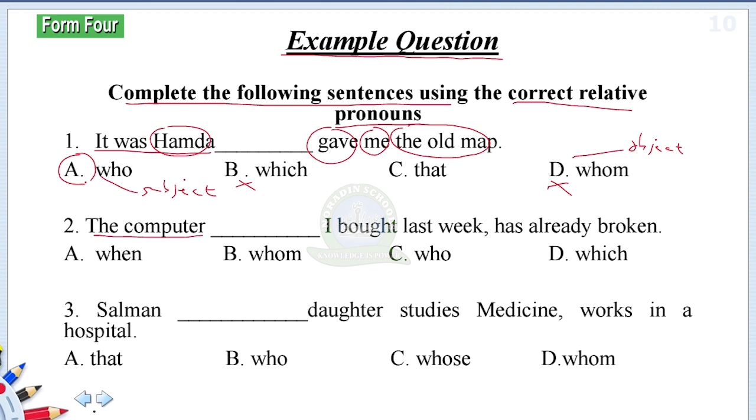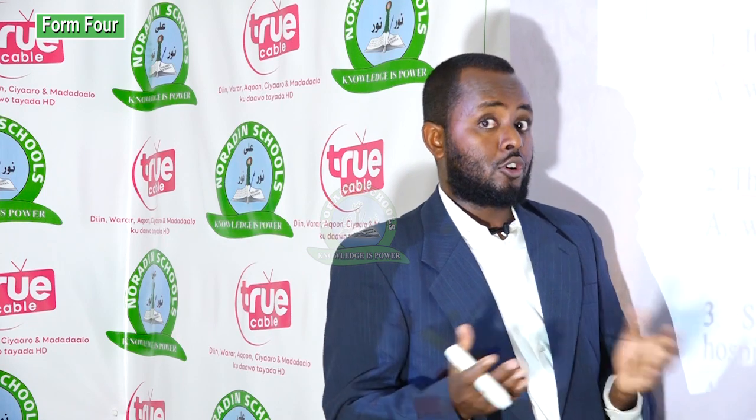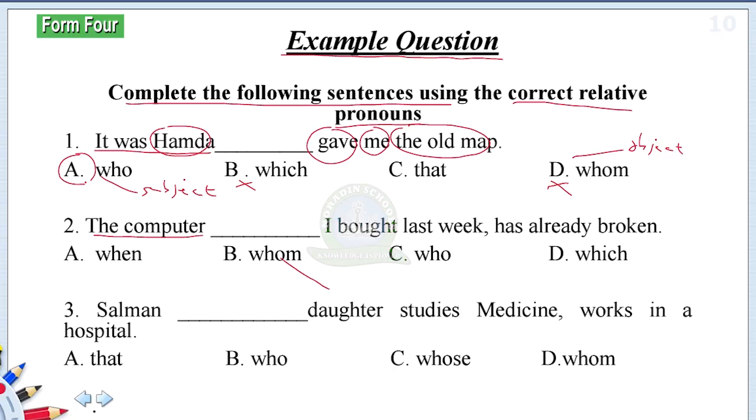The computer, number two, the computer, so the correct answer is A. The computer I bought last week has already broken. Do we use when? No, we are not talking about time, yesterday or last week. What about whom? We cannot use it, because a computer is not a person. A computer is a thing. What about who? Who and whom can be used for people. And when can be used for time. So the correct answer is D. The computer which I bought last week has already broken. So the correct answer is which.